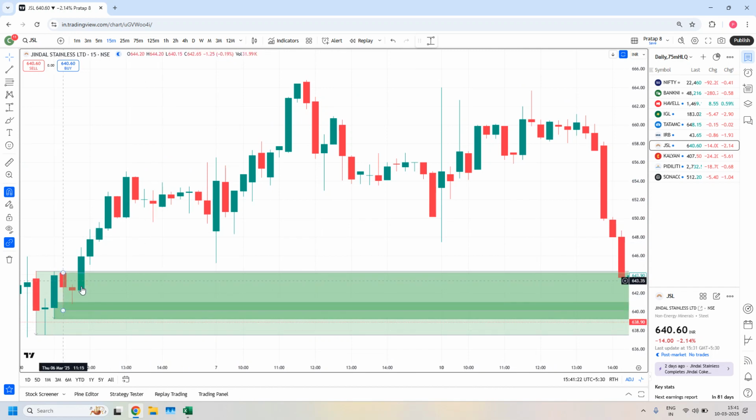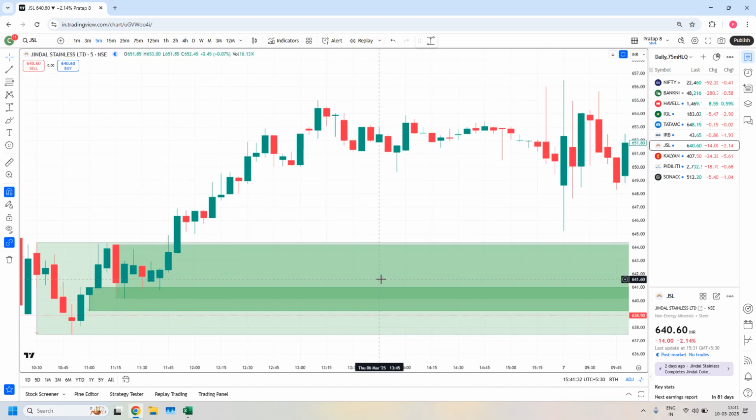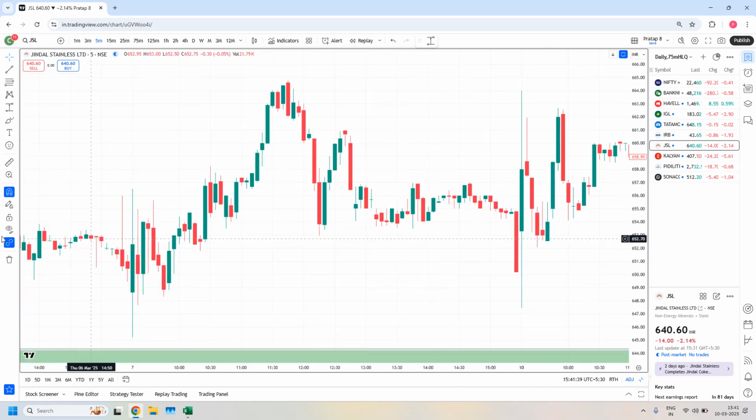Here I have drawn rally, 2 base candles and rally, the 15-minute zone. This one again is fine-tuned with the 5-minute time frame. Rally base rally, this is the origin. See, this is the area held for several times.